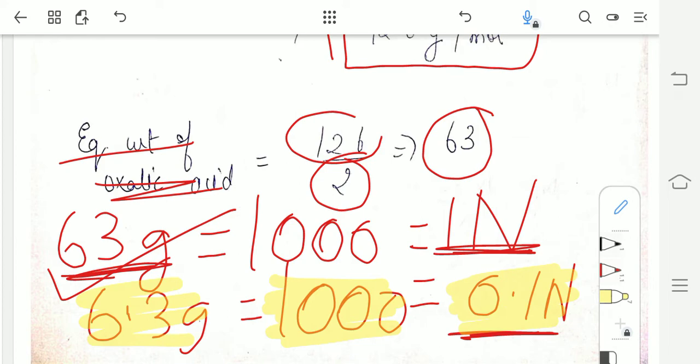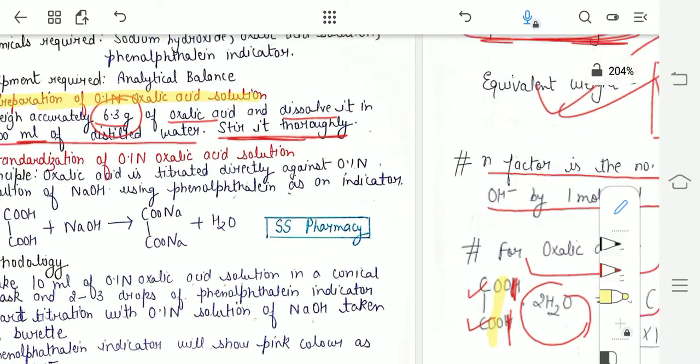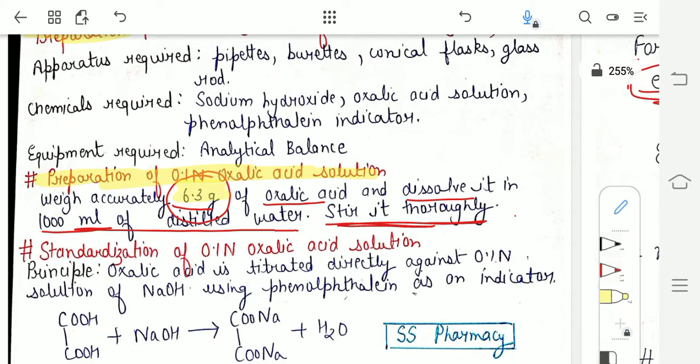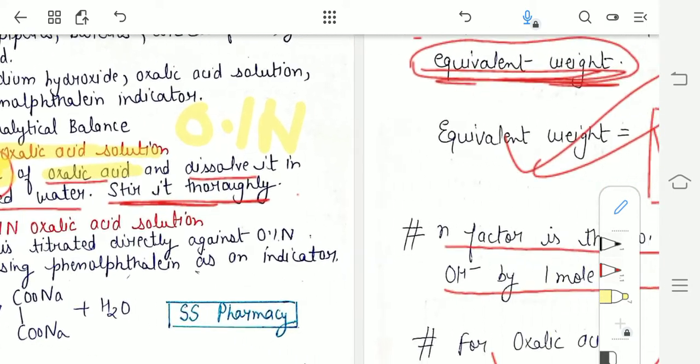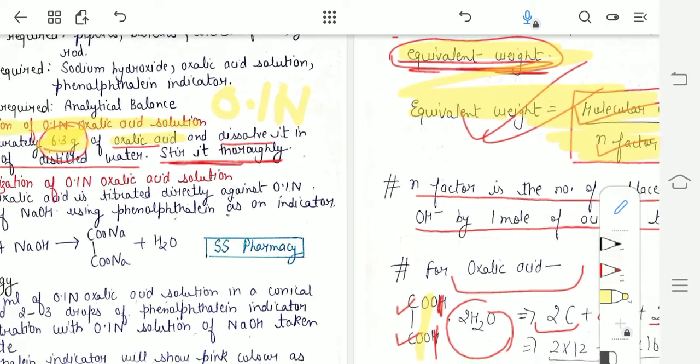So I hope up to here it is very clear how exactly we calculated this value, that why do we need exactly 6.3 gram of oxalic acid to prepare a solution of 0.1 normal. Okay, so this calculation is very important, that how do we find the equivalent weight of any compound. So now let us begin with the standardization.